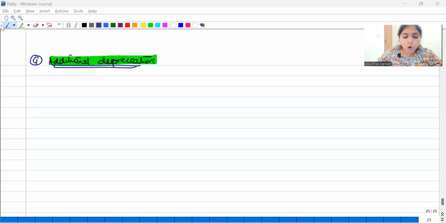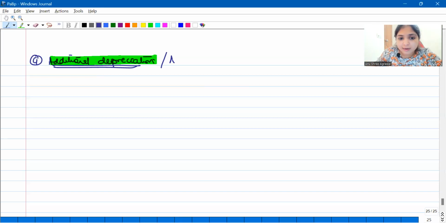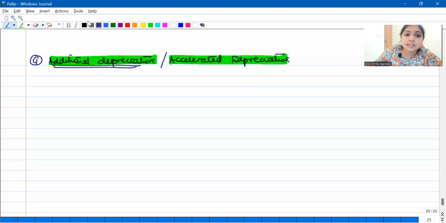Listen, additional depreciation is one of the big benefits that we give our assessee if he is into manufacturing. All right, additional depreciation. What does the word additional indicate to you? That you're going to get this in addition to your usual depreciation. You're anyways getting normal depreciation. Over and above that, you're going to get another depreciation, an additional depreciation, and it is also called accelerated depreciation. So additional depreciation and accelerated depreciation mean the same thing, just that I'm giving you a little extra depreciation.